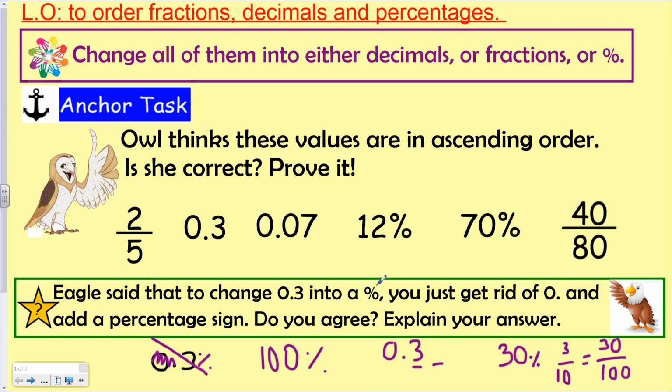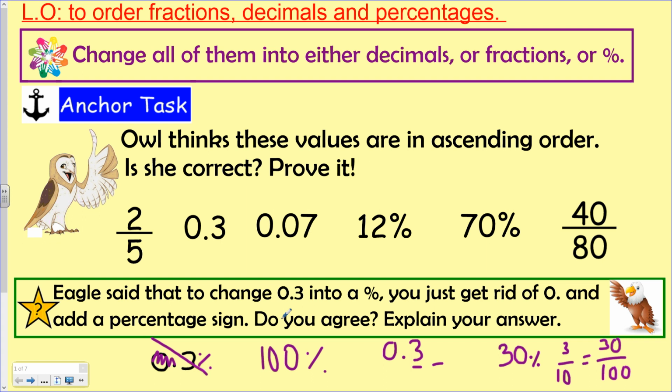So the only way to change a number into percentages is to look at the decimal places and to convert them into fractions first, so that you can understand that that's equivalent to 3/10, which is also the same as 30 hundredths. Remember, we never just get rid of the 0 point and add a percent. Maths is never going to be that easy, unfortunately.